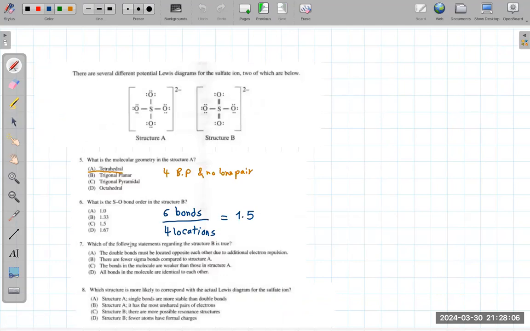Okay. Then, which of the following statements, so this one answer is C. Which of the following statements regarding structure B is true? The double bonds must be located opposite each other due to additional electron repulsion. There are fewer sigma bonds compared to structure A. The bonds in the molecule are weaker than those in structure A. All bonds in the molecule are identical to each other. That's your best guess. D. Yeah, he gives the answer as D.